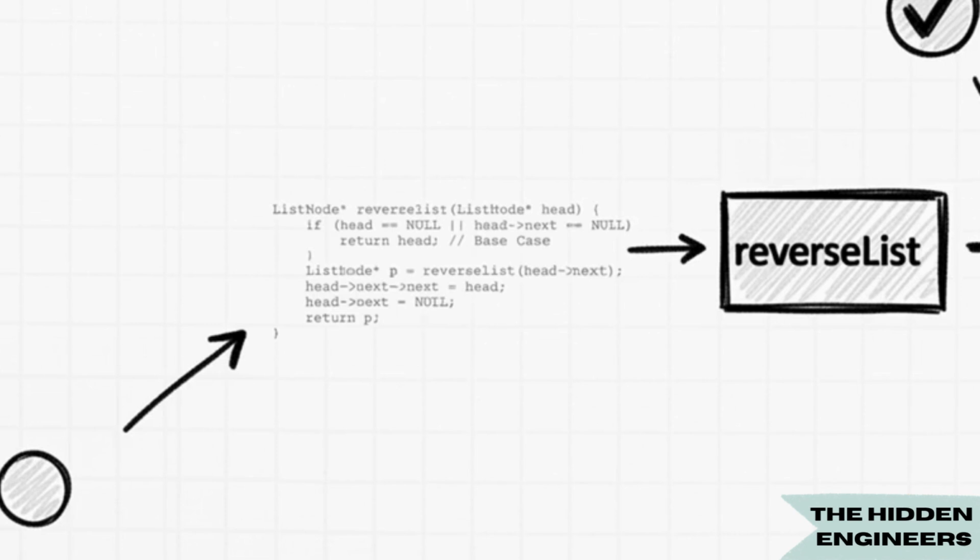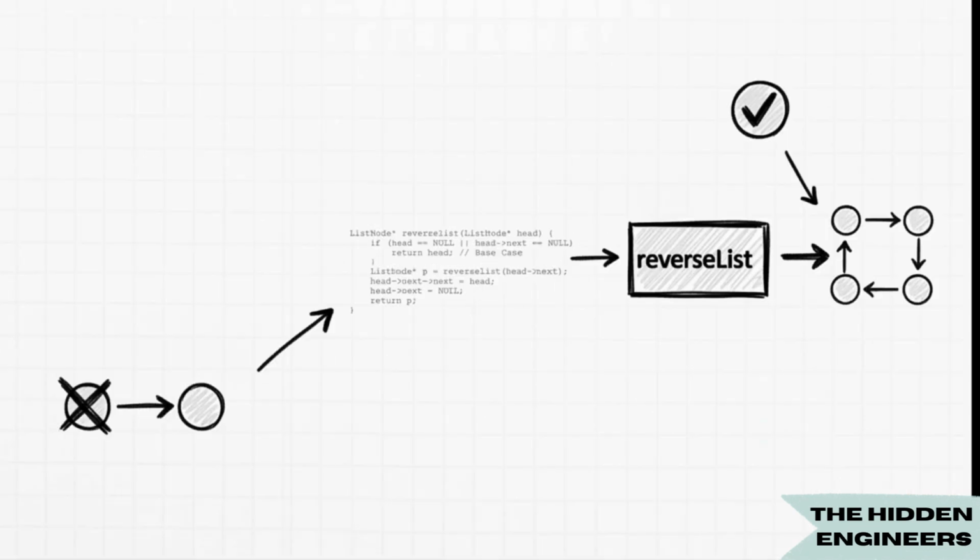Head is still 10, and head.next is still 20. Now look at this line. head.next.next = head. That's telling node 20, hey, your next pointer, point it back at me, at node 10. Then we set head.next to null, making 10 the new tail. And finally, we return p, which has been the new head the whole time.